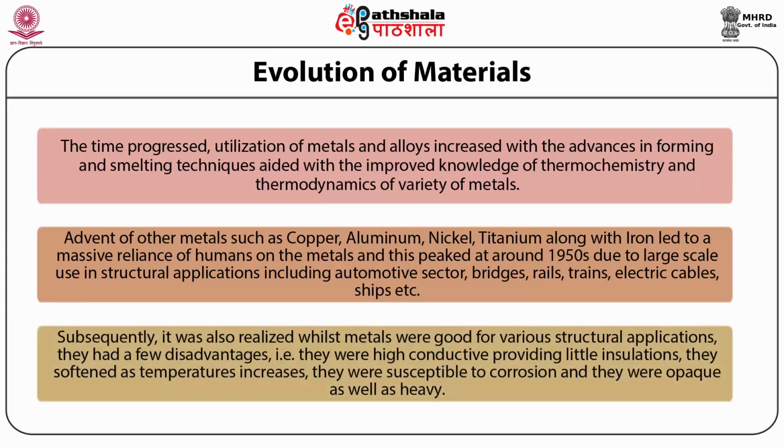Subsequently, it was also realized that whilst metals were good for various structural applications, they had a few disadvantages. That is, they were highly conductive, providing little insulation. They softened as temperature increases. They were susceptible to corrosion, and they were opaque as well as heavy.